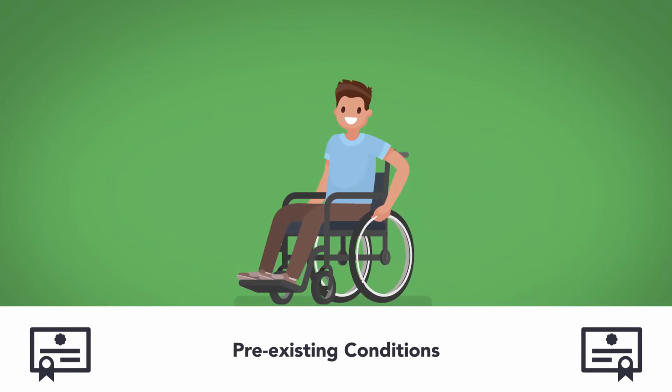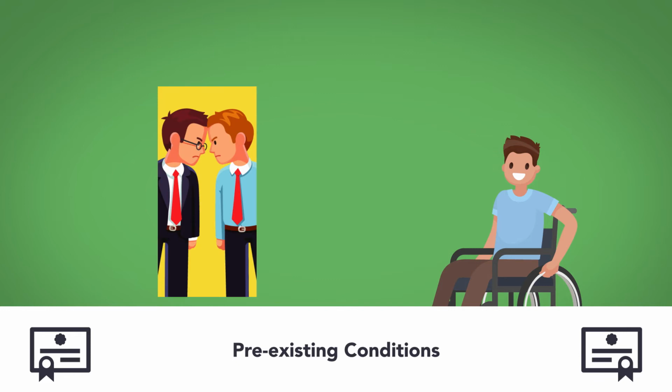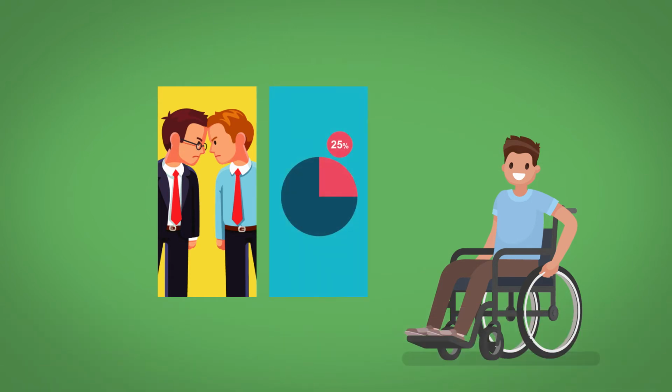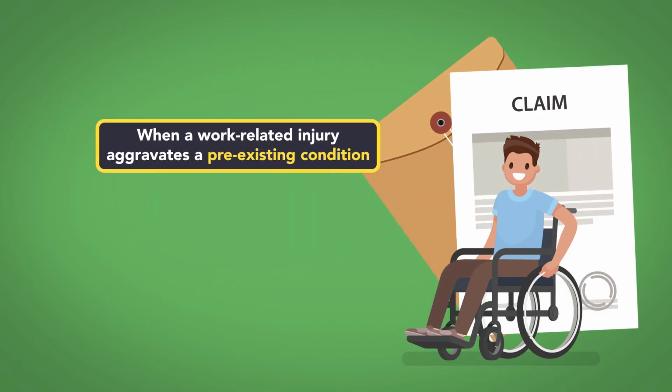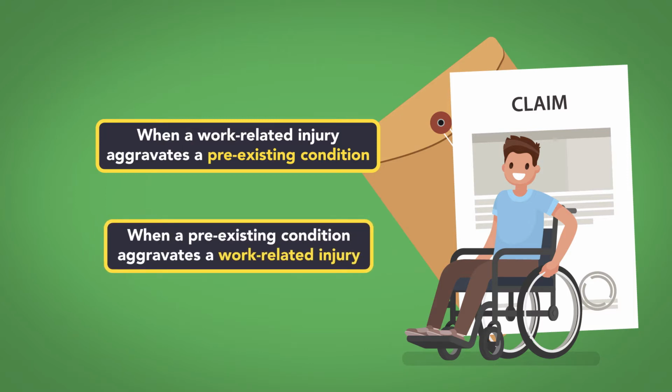Pre-existing conditions can make it more difficult for the court to determine which party should be liable, how much of the total disability a specific injury caused, and how much benefits a worker should be entitled to. Pre-existing conditions can affect a claim in two ways. First, when a work-related injury aggravates a pre-existing condition, and second, when a pre-existing condition aggravates a work-related injury.